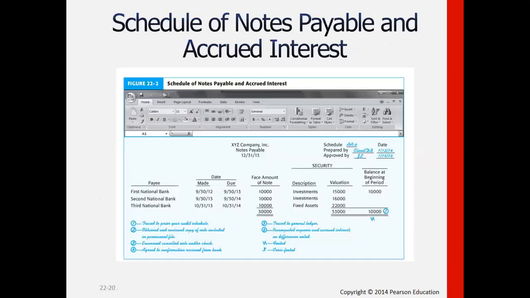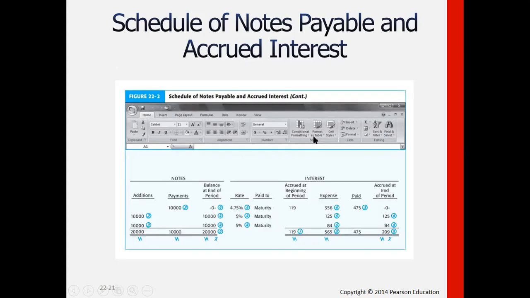Then this is an example of a schedule of notes payable and accrued interest. So we have here the payee, meaning our lenders or the creditors, so different banks. And then the date of the note and the date made, so the transaction date and the specific settlement or maturity date, face amount, then the description, especially for collaterals, and then this is the schedule for notes payable, then the balance at the beginning of the period. So this is one way in which we can keep our working papers as auditors.